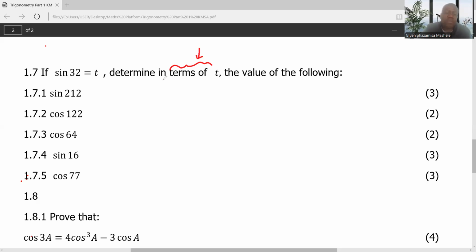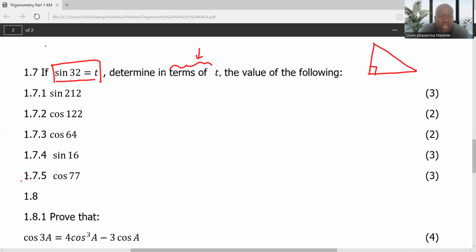You see, in most of the cases, if they give you an expression like this, and they say in terms of something, you need to always have a right angle triangle. Not inside the Cartesian plane. You can construct it in the Cartesian plane too, but there's no need. So if they say in terms of k, in terms of t, an expression like this requires you to have a right angle triangle.